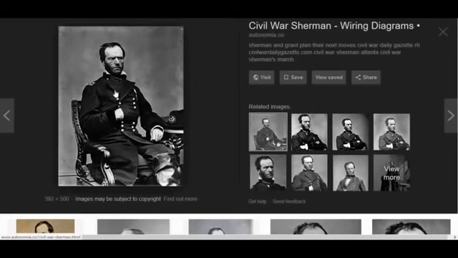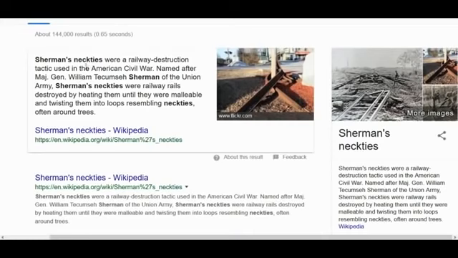But one of the tactics that General Sherman is known for, it's named after him, Sherman's neckties, was a railway destruction tactic used in the Civil War. He basically implemented a tactic where he had his men destroy all the railways by heating them up until they were malleable and twisting them into loops resembling neckties.